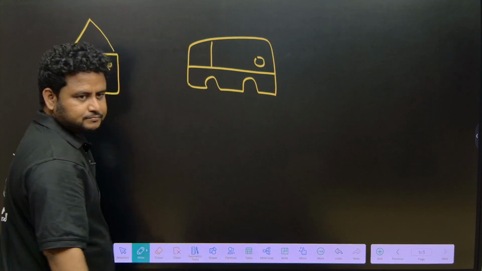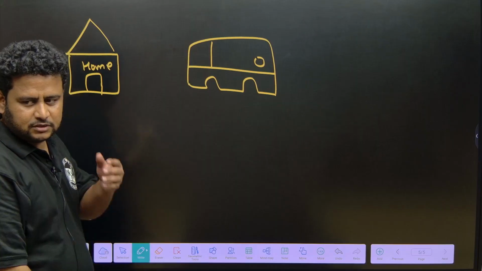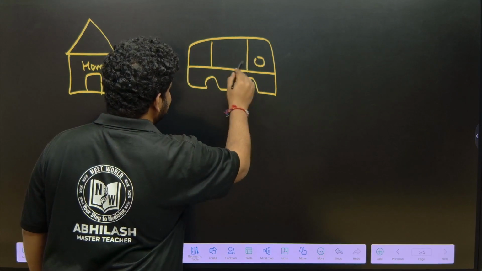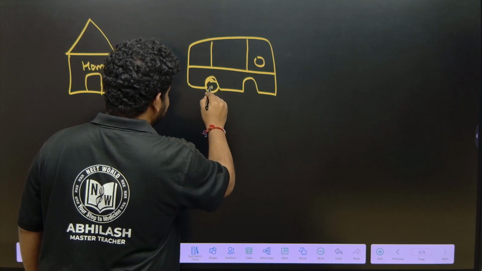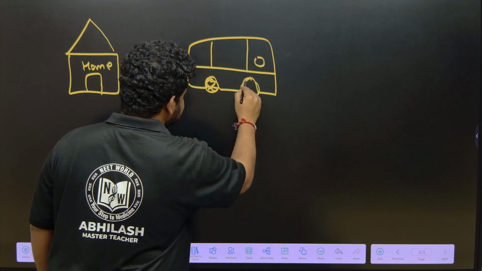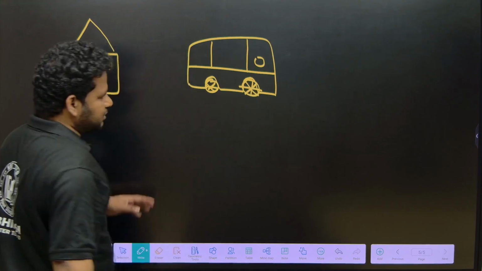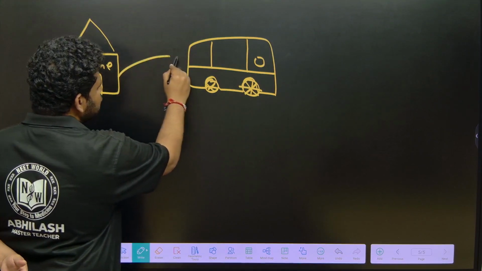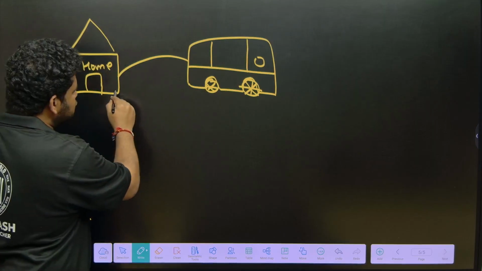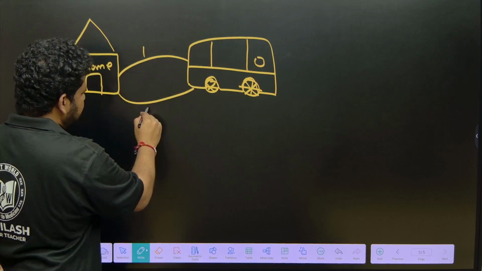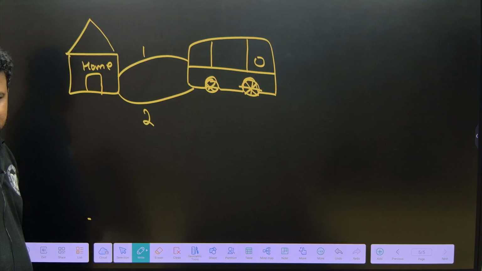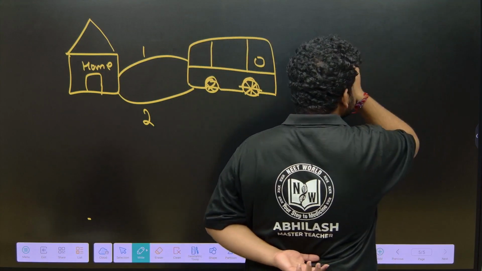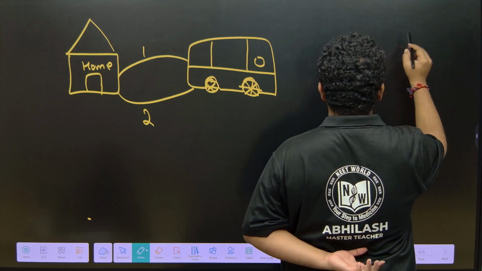Okay, there is a bus. This is maths class, so don't judge me on my drawing skills. So what will happen here is, from your home there are two routes to go to this bus stop, route 1 and route 2. Okay, and you have to reach the destination. The destination can be any place.